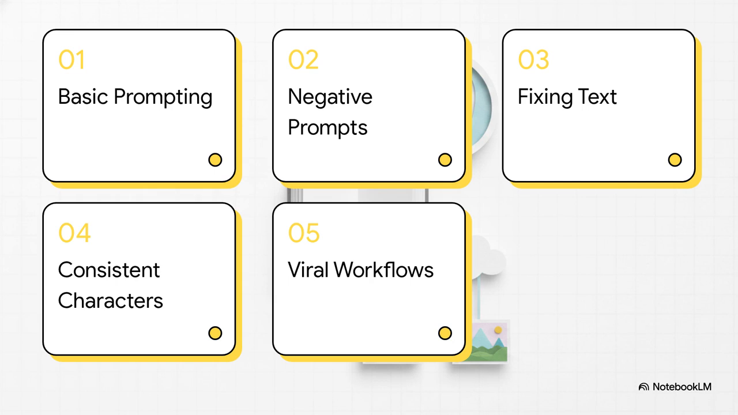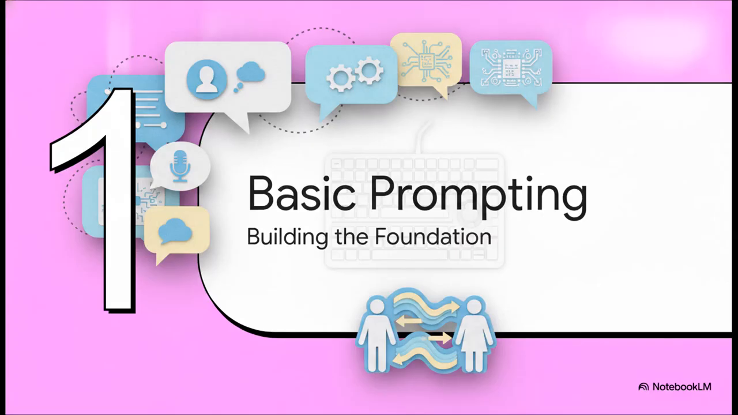All right, so here is our roadmap for today. We're going to hit 5 key areas. First, perfecting the basic prompt. Second, mastering negative prompts. Third, fixing that garbled text. Fourth, nailing consistent characters. And finally, number 5, we'll get into some truly viral workflows. Let's dive right into our first section, perfecting the basic prompt and really building that solid foundation.